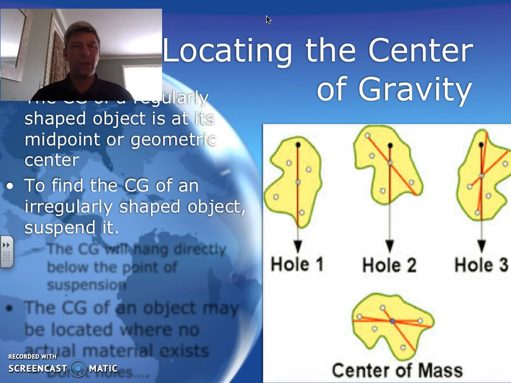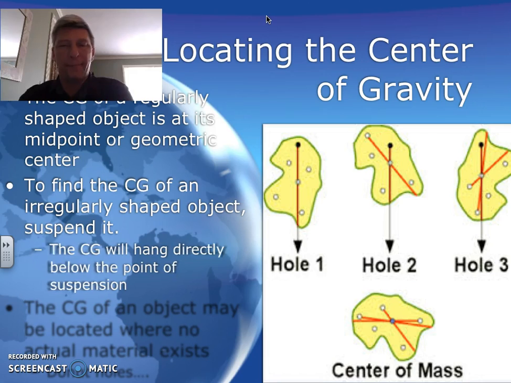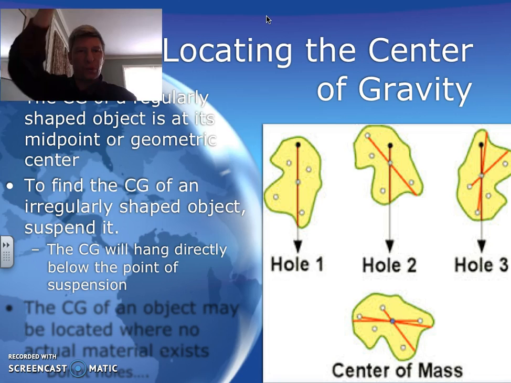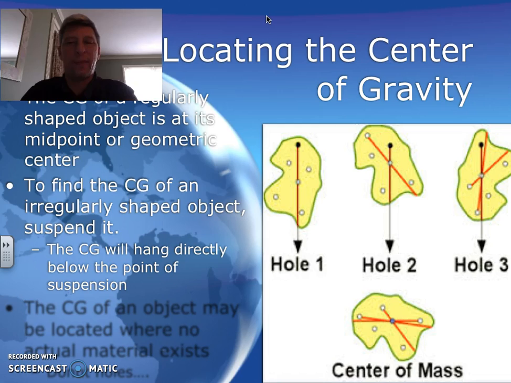Now, it's more difficult if you're going to talk about something that is irregularly shaped, but it's not impossible to find the center of gravity here. The diagram on the right-hand side of your screen shows an irregularly shaped piece of cardboard or whatever it happens to be. And so what you do is you drill a couple of holes in it and you suspend it from each of the holes. And then you draw a straight vertical line from where it's being suspended toward the bottom.